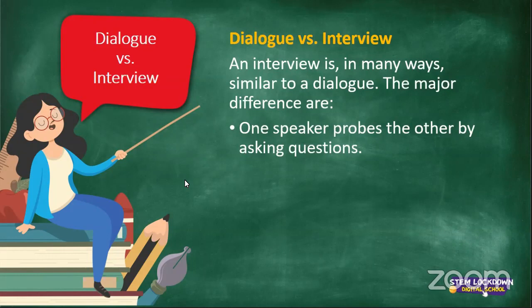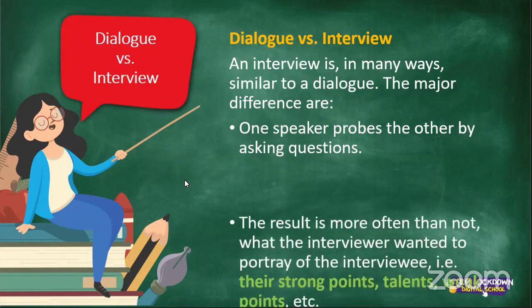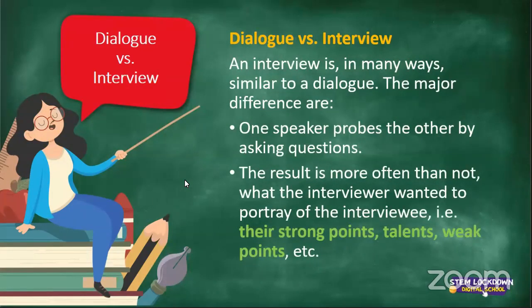Remember Lisa and Tina talking over coffee? In an interview, the one person asks questions to the other. And usually those questions attempt to portray their strong points, their talents, or their weak points. For example, if I had to interview Kim Kardashian, I would have a purpose as to why I want to interview her. I would ask her questions about her strong points, her talents, or weak points, because maybe those are questions people usually have about that person.